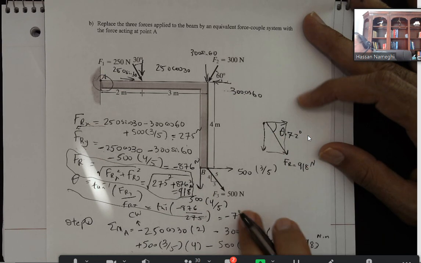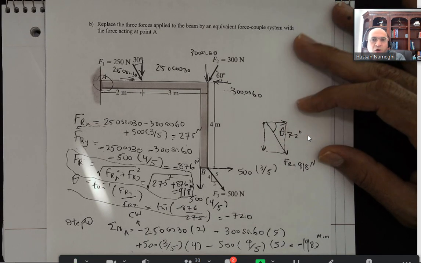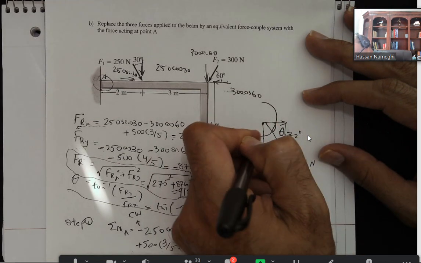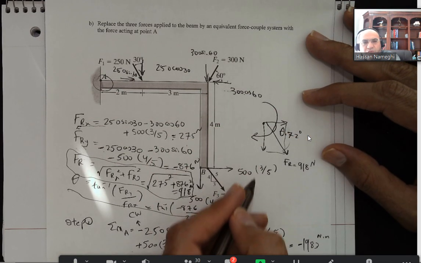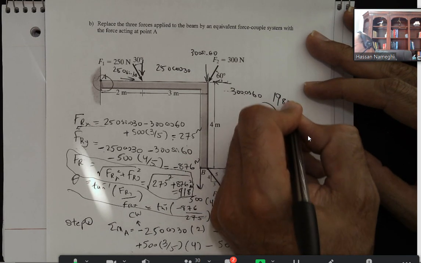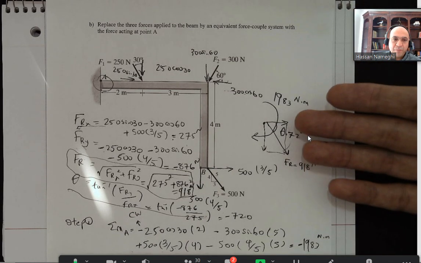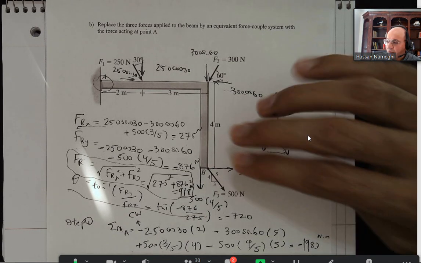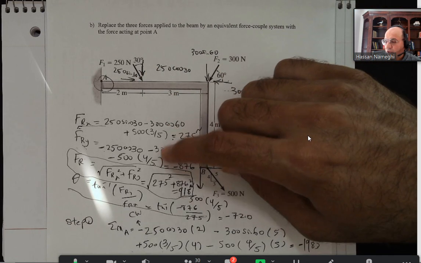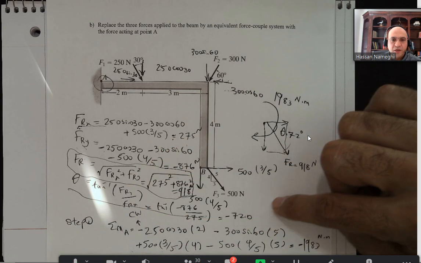And then we have a moment here. The overall moment that we have is 1983, and there is a negative on it, so this means it's clockwise. So that will be my resultant force or resultant action for it. The resultant I have is 1983 Newton meter. So this is how we solve the example, step by step. The first step is that you break the forces into X and Y, you find the FRX, you find the FRY, you can find FR and theta, and we also calculate the moment.